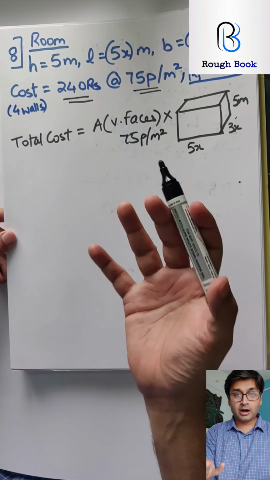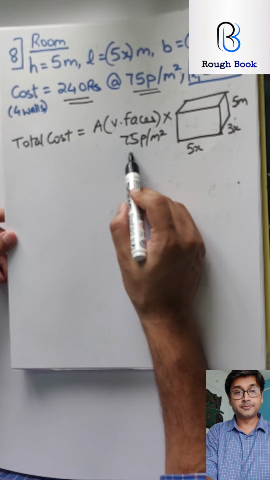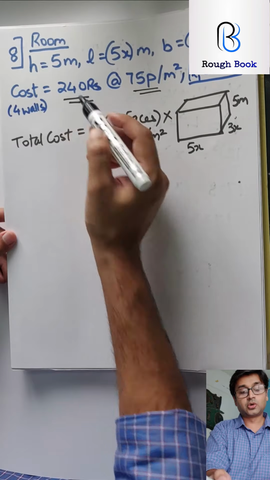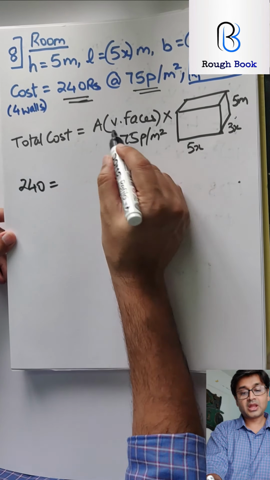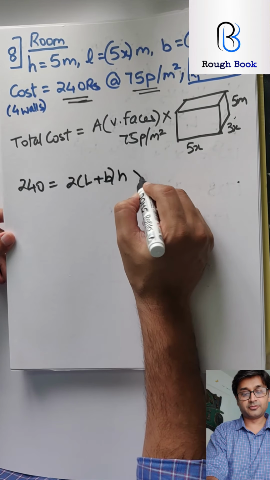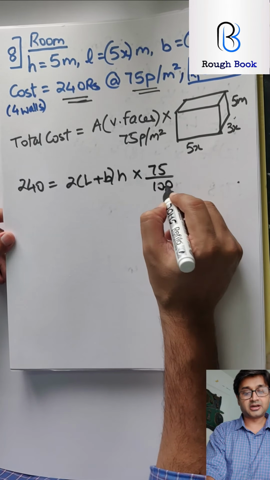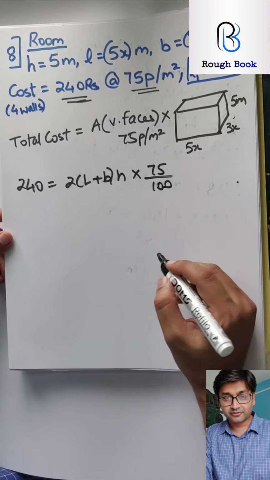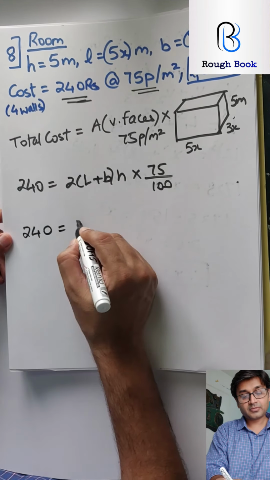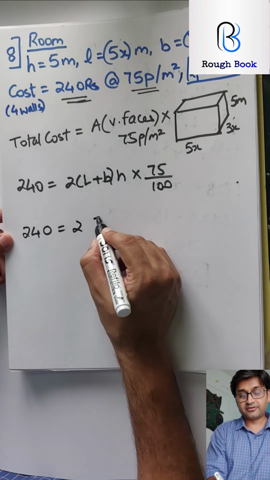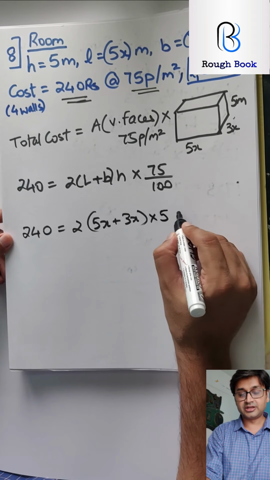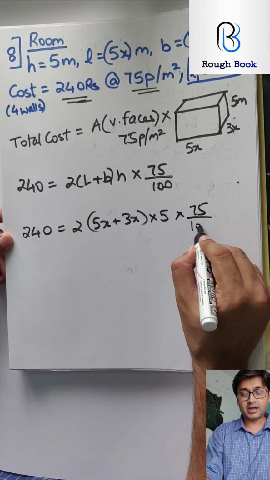So when I multiply how much area I need along with the cost per meter square, I will get the total cost. So the total cost is rupees 240. Vertical faces is twice length plus breadth into height, the formula, into 75 paise converting to rupees, so divide by 100. Don't forget that, otherwise you will lose a mark here. So 240, length is 5x and breadth is 3x into height, which is again 5, 75 by 100.